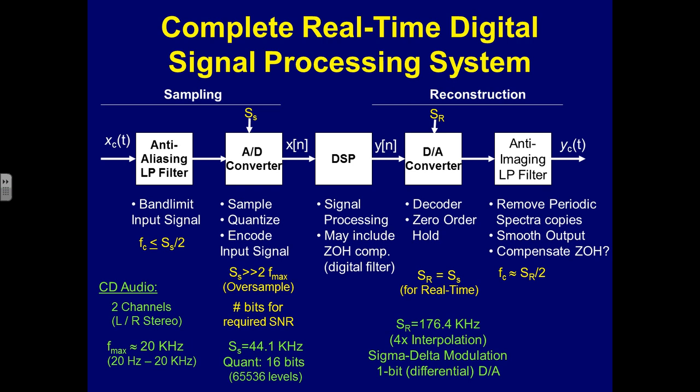In terms of quantization, compact disc audio is a 16-bit numeric value that they use, so that means there's 65,536 different levels. For reconstruction, to go back to the analog world, compact disc players often use a bit of oversampling on that side. They use a 4x interpolated delta sigma 1-bit D-to-A converter at a very high sampling rate, which is then downsampled and filtered with an anti-aliasing filter, or excuse me, anti-imaging filter.